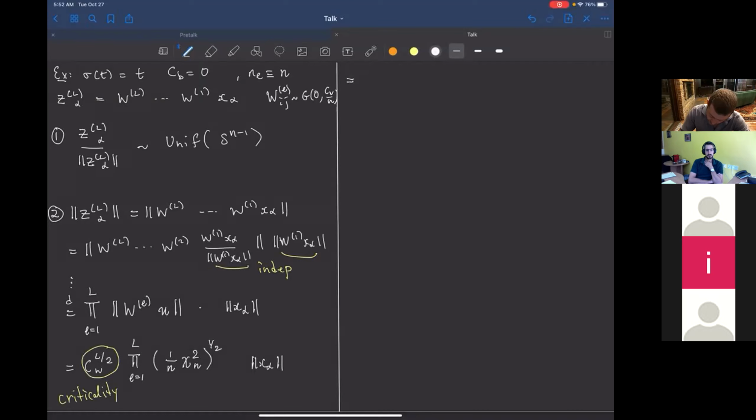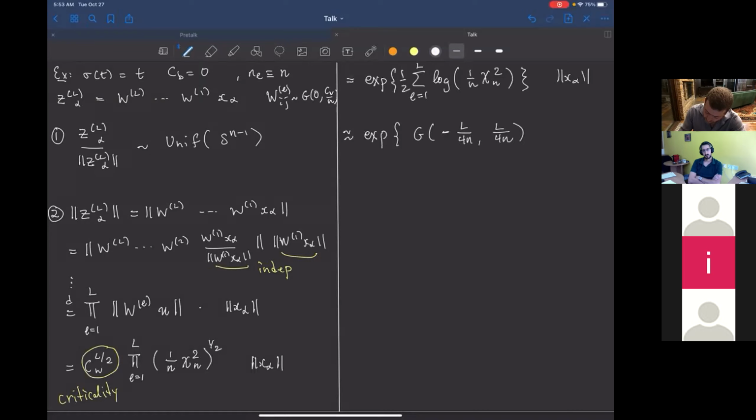And what do I do? I write this as the exponential of the sum on l goes from 1 up to L of the logs of these random variables. Okay, maybe with a 1/2 times the size of the initial input. And the whole point is that these are IID draws from this distribution. So I can just apply the central limit theorem. Okay, and when I apply the central limit theorem appropriately, I get a Gaussian with mean minus L over 4n and variance L over 4n.